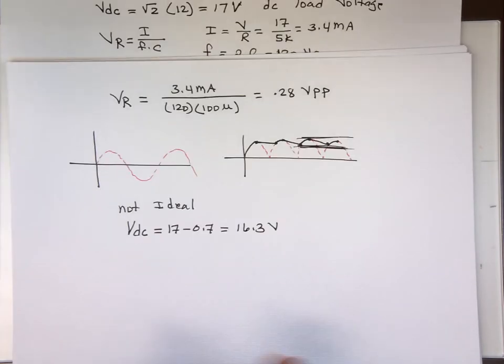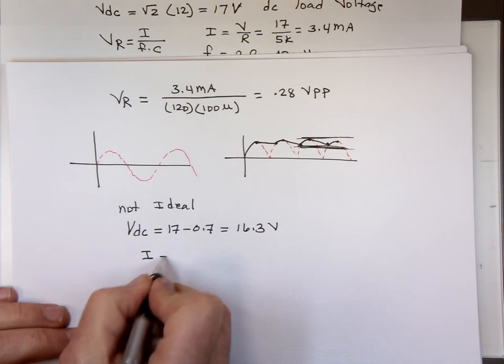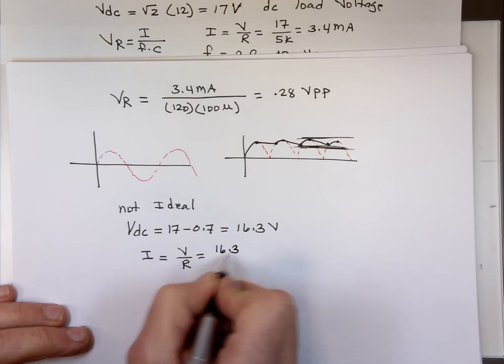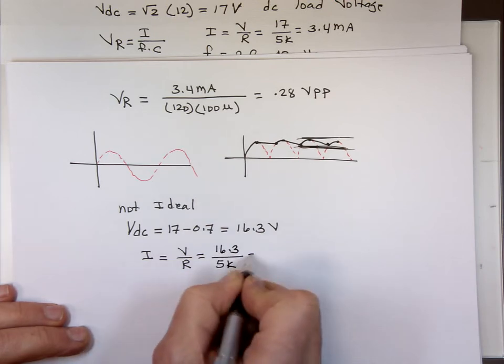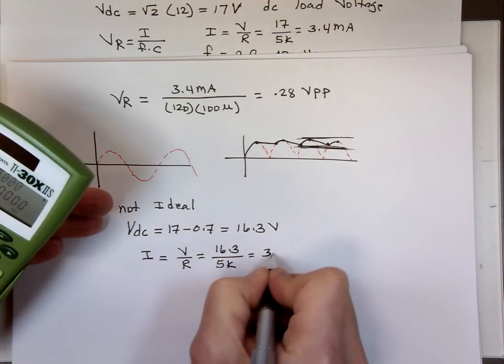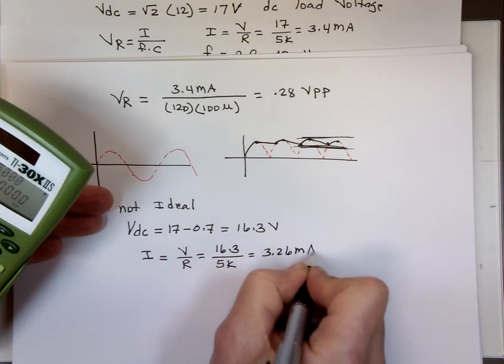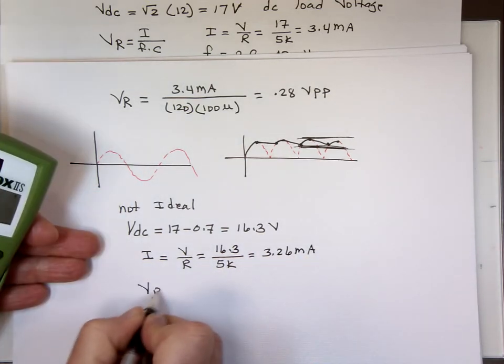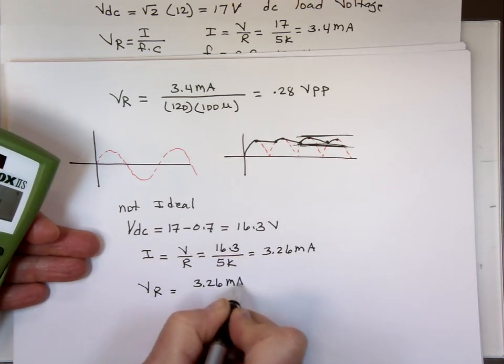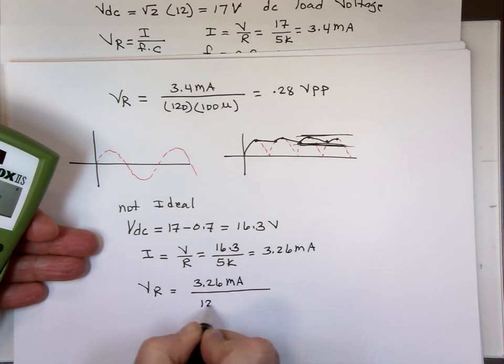I is going to be different. I is going to be V over R, 16.3 divided by 5,000, which is 3.26 milliamp. And V ripple now is going to be 3.26 milliamp divided by the frequency, which is 120, and the capacitor, 100 micro.